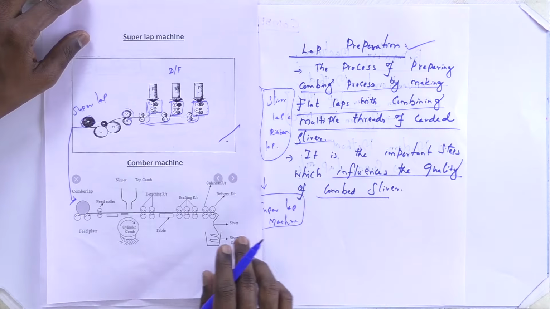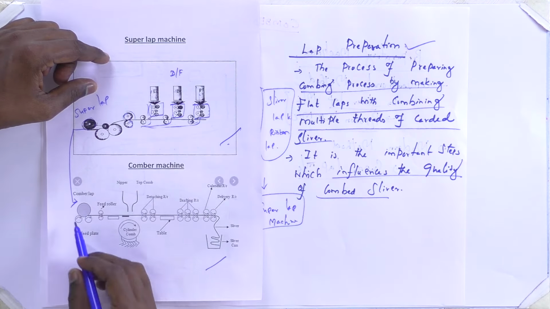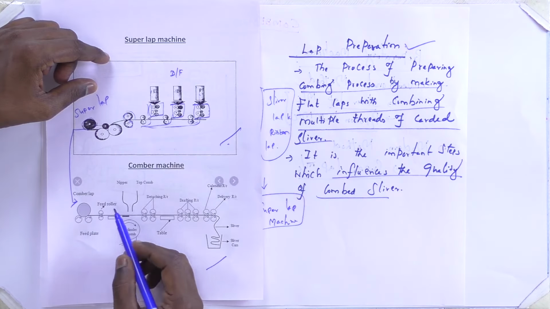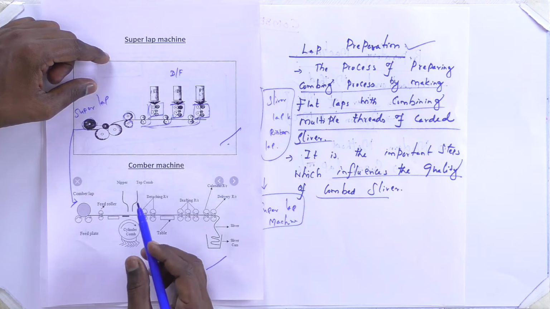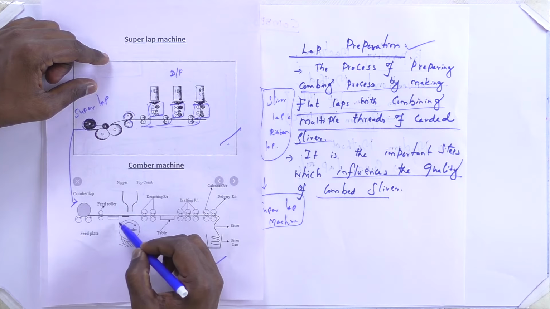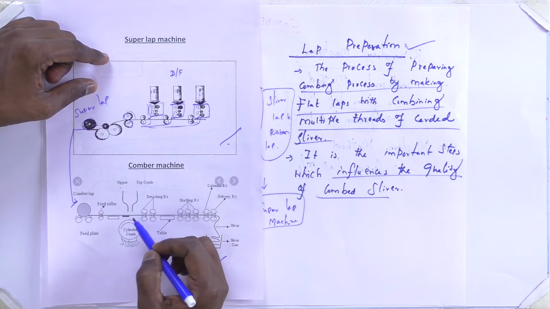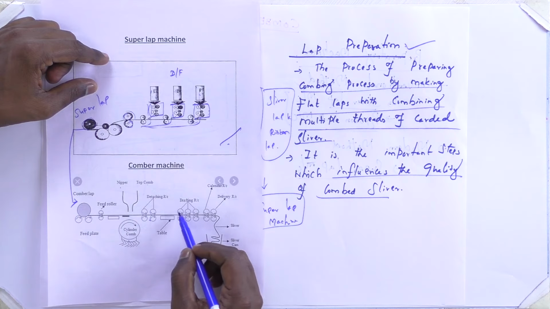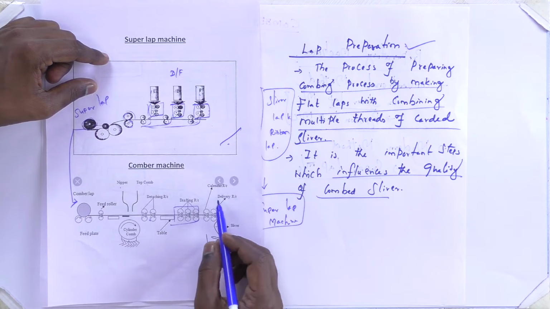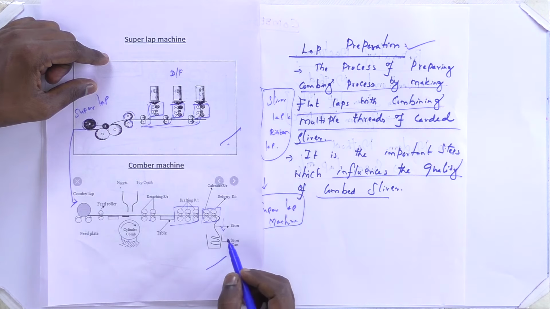So what is combing? The removal of short fibers is the main object of combing. This is a comber machine. This is the feed material which is passed through the feed roller. There is a combing cylinder which consists of a half-lap segment arrangement, and there is a nipper and top comb also available. There is a detaching roller, then drafting unit, then calender unit. The final output of the combing machine is combed sliver.